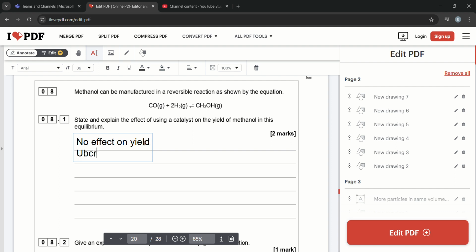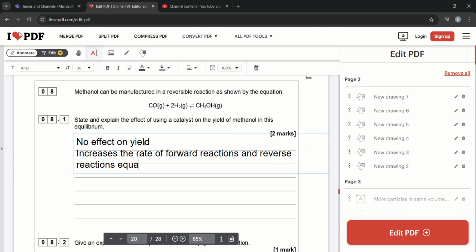Well, because it increases the rate of forward reactions and reverse reactions equally, hence there's going to be no effect.